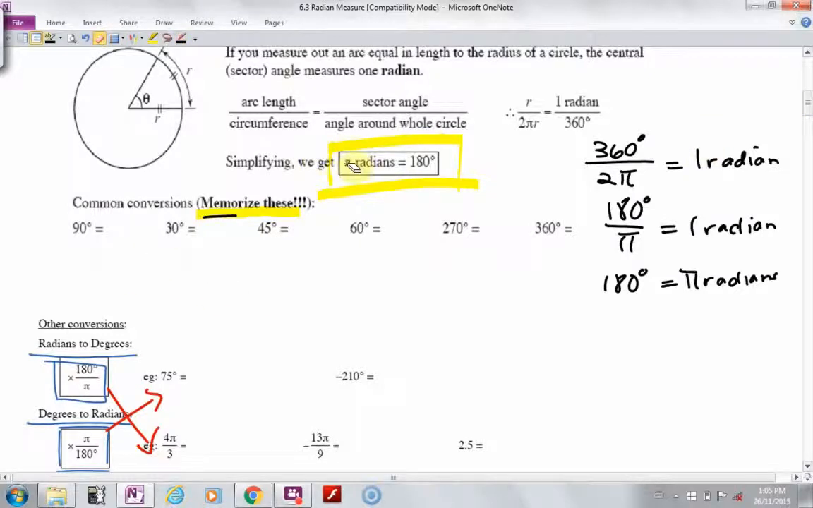So if pi radians is 180 degrees, then how many radians is 90 degrees? So if 180 degrees is pi, then 90 degrees is half a pi, right? So we say pi by 2. It just means pi divided by 2, but it's the short form of how we say it. So if 90 degrees is pi by 2, then 30 degrees is pi by 6. Because we're going to divide this by 3.